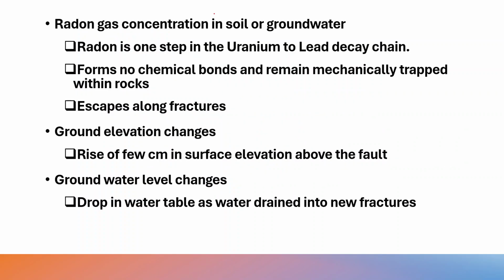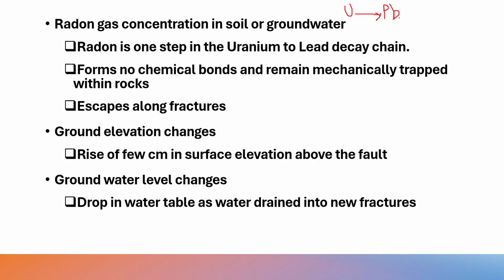Then another method of predicting earthquakes is the radon gas concentration in the soil or groundwater. So you know about radon gas, right? That is a noble gas. Its concentration in soil or groundwater is monitored. You don't have to go into detail, but you have to know about uranium and lead. Those who are interested in nuclear topics might know these are radioactive elements. Uranium will eventually transform to lead. For the time being, you just have to know that.